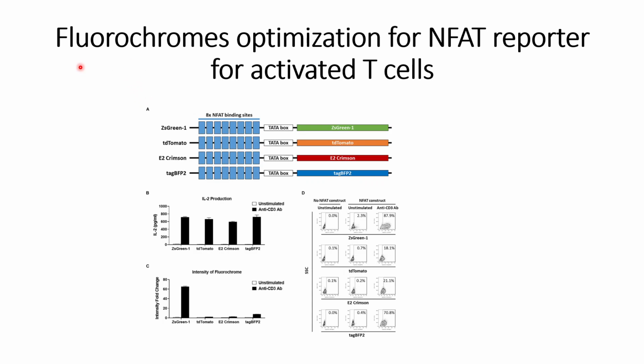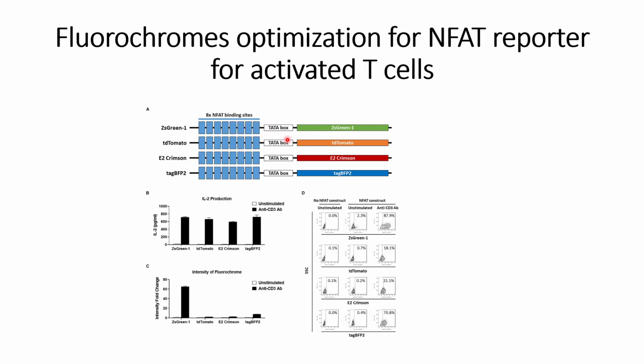In this video we will discuss the fluorochrome optimization for NFAT reporters for activated T cells. So far we have optimized the number of NFAT binding sites and the promoter that is required for this reporter protein sequence, and we have come to a point where 8x NFAT binding sites give us the most optimum signal intensity, and we can differentiate between non-activated T cells and activated T cells.